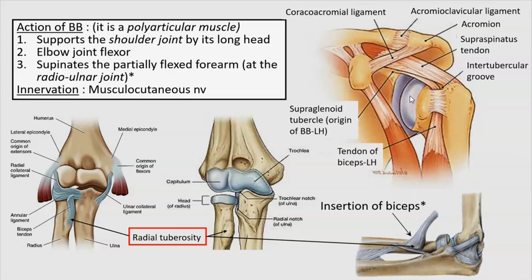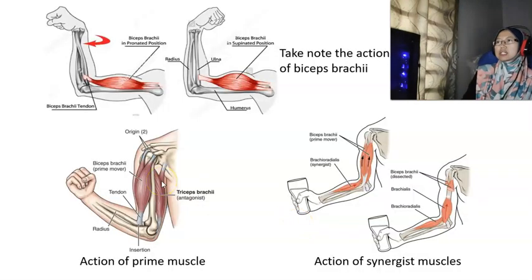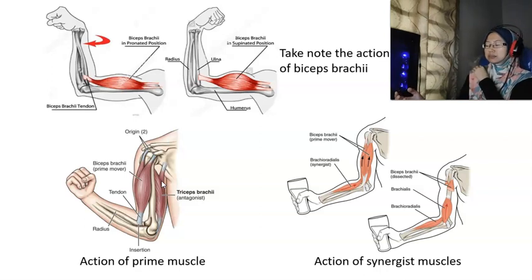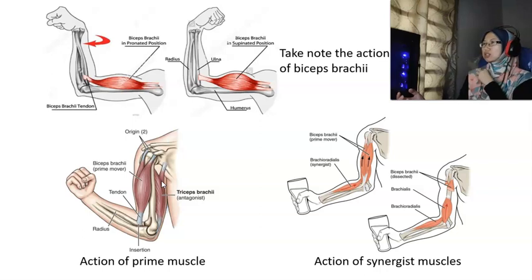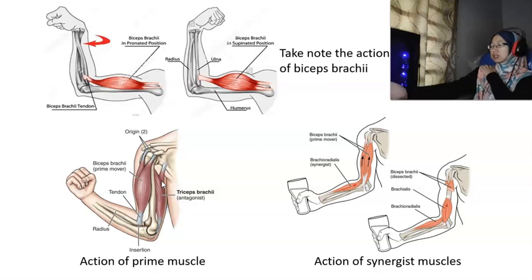And then dia juga act as an elbow joint flexor, and supinate the partially flexed forearm at the radio-ulnar joint. So what does it mean? Okay, first, as elbow flexor, origin at the supraglenoid tubercle within the shoulder joint, and also the coracoid process of scapula, origin di sini, and inserted to radial tuberosity and bicipital aponeurosis tadi kan.